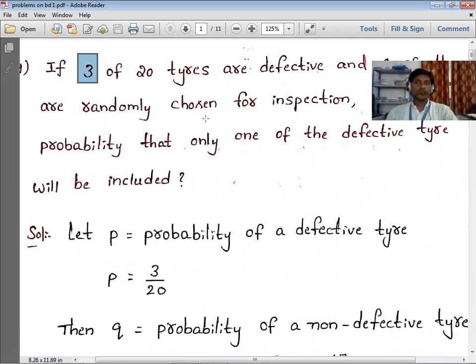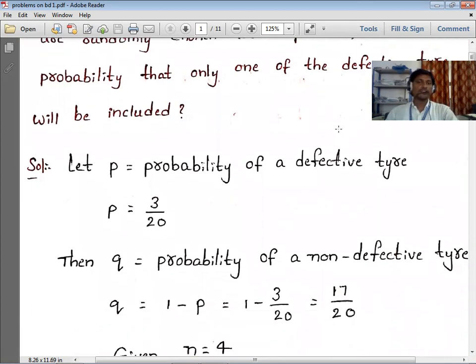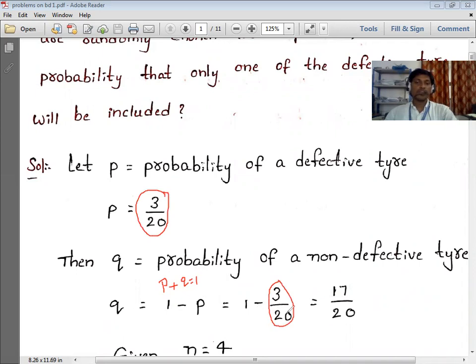Next, Q is equal to the probability of a non-defective tire. So the probability of a defective tire represents P, and the non-defective tire represents Q. Why? Because both are opposite ones. Okay. So we already know that P plus Q is equal to 1, so Q is equal to 1 minus P. Because we know the value of P, then Q is equal to 1 minus P. So 1 minus P, we already got it, that is 3 by 20. So that 3 by 20 we substituted here. Then 1 minus 3 by 20 is equal to 17 by 20.